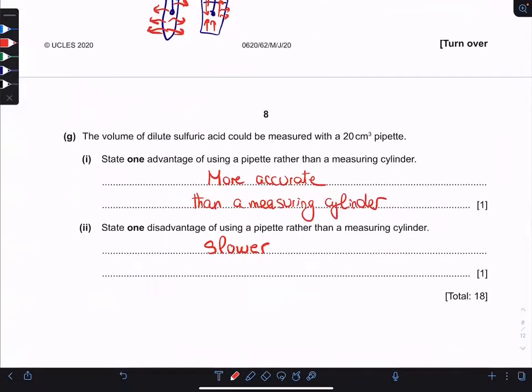Give an advantage and a disadvantage of the pipette. One, it's more accurate. Two, it's slower. The pipette and the burette have the same advantages and disadvantages. Okay. Question 3, the cations and anions.